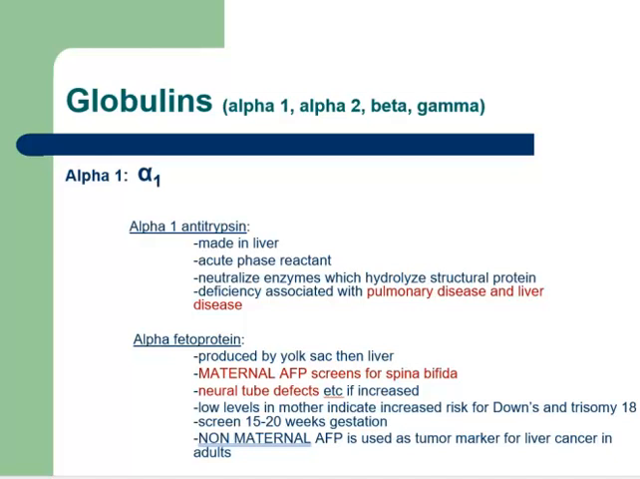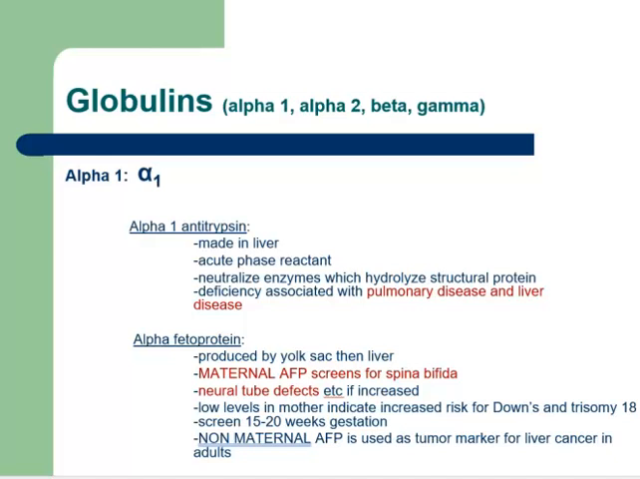A liver disease example might be cirrhosis. Next up, for the alpha 1 category, you have alpha fetal protein. It's produced in the yolk sac in utero and provides nourishment for the embryo, and then it's produced by the liver. For testing, we test the maternal alpha fetal protein. It's a screen where we test the mother's blood to see the protein that the baby's liver produces, and this is a screening test for spina bifida. Spina bifida is a spinal cord defect.